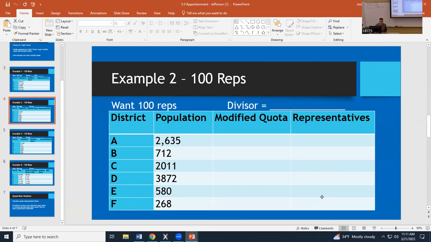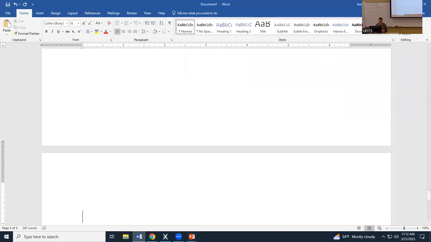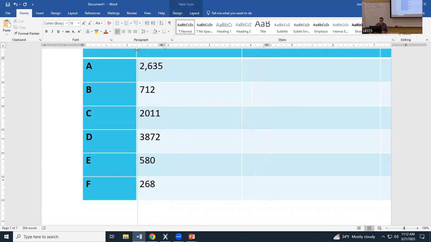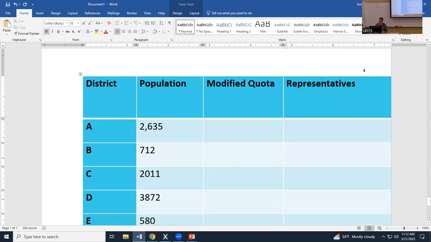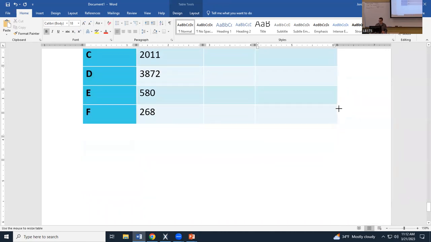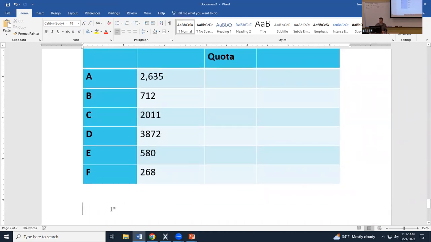I think I have time for another one. And on this one, I'll kind of show you how this works out. So we're going to have 6 districts. We actually did this one earlier. This is the one where we have 10,078 people, I believe. And we want 100 representatives.